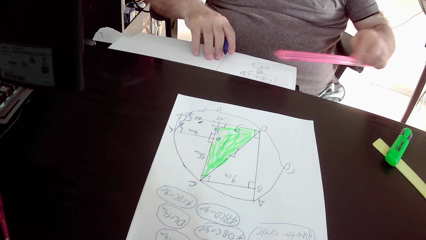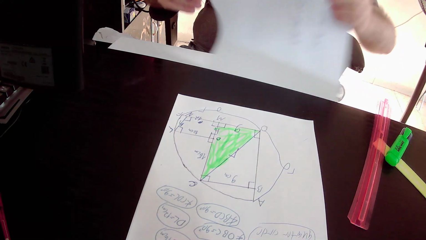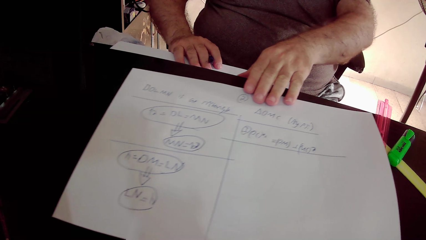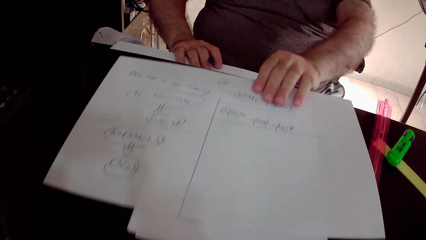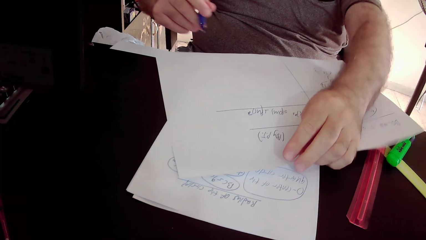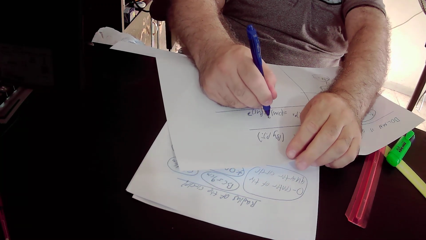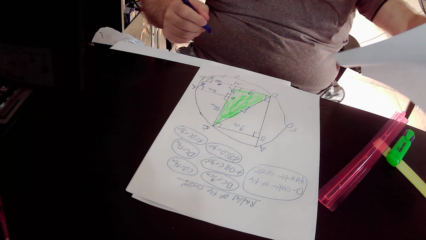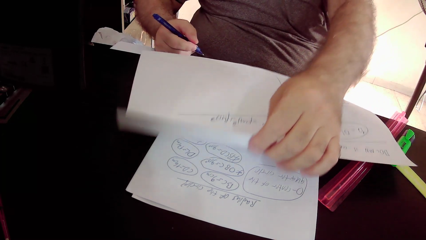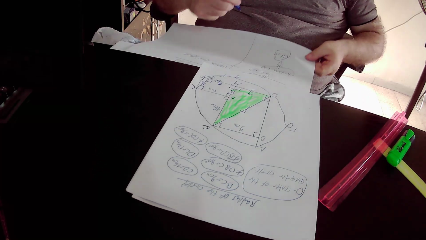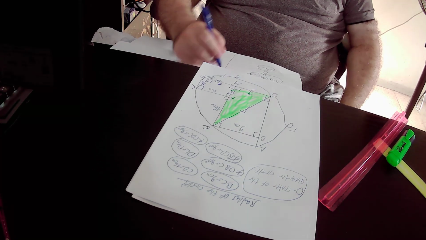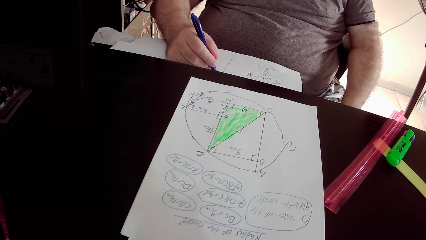So in conclusion, we found that according to equation number 1, OC square equals OM square plus MC square. So OC equals R, therefore OC square is R square.